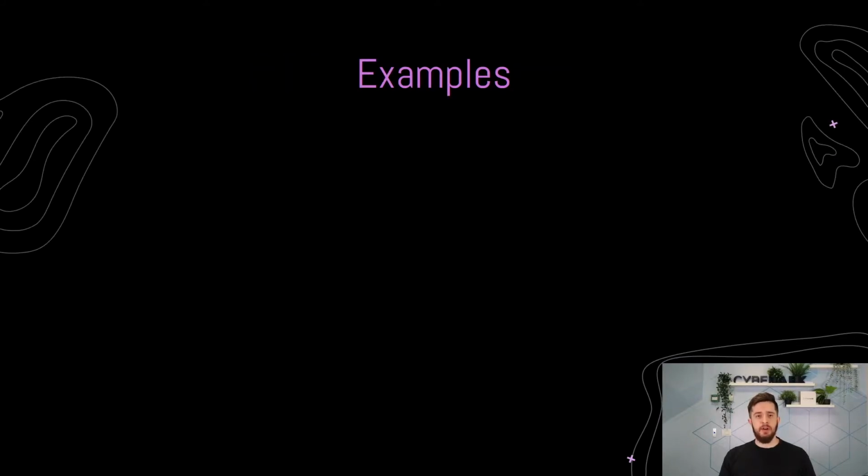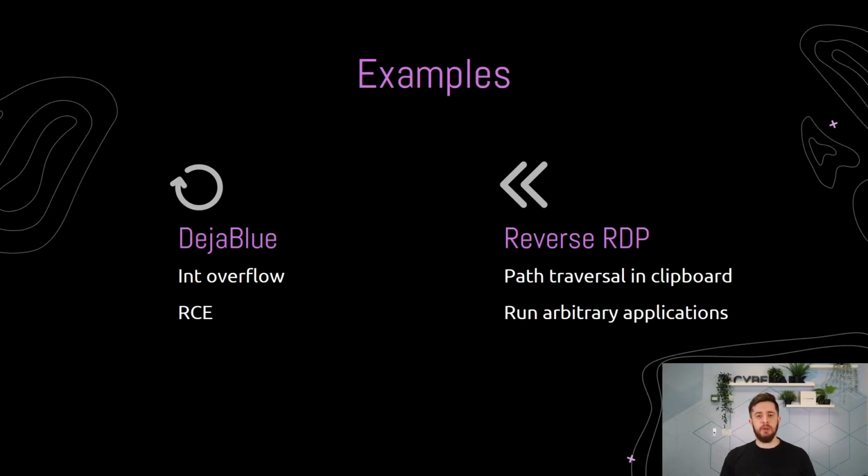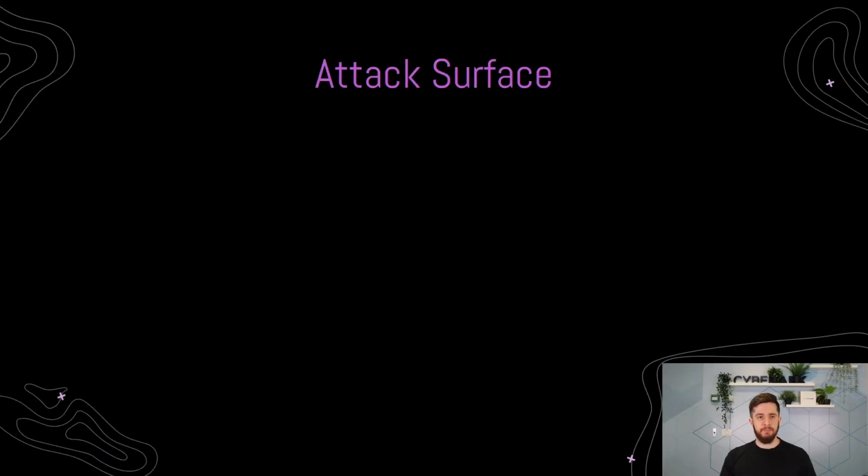Now, these two attack vectors are not merely theoretical. There have been some real-life examples for both of them in the last few years. Just to name a couple, we saw DejaBlue. For the first attack vector, it was an integer overflow bug in a decompress function in the RDP server that allowed attackers to run arbitrary code remotely. And for the second attack vector, we saw reverse RDP, which was a path traversal bug in Microsoft's RDP client that allowed the RDP server to run arbitrary applications on a connecting client. So we can agree that RDP can be a lucrative target for attackers, but why should we fuzz it?